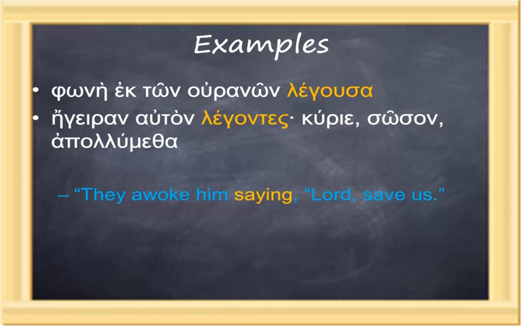This second example has the main verbal action. They awoke him, saying, Lord, save us, we are perishing. Again, the participle is anarthrous. It does not have an article in front of it. It's nominative masculine plural, so it agrees with the subject of the main verb, ageiron, and gives the circumstances under which they awoke him, saying.